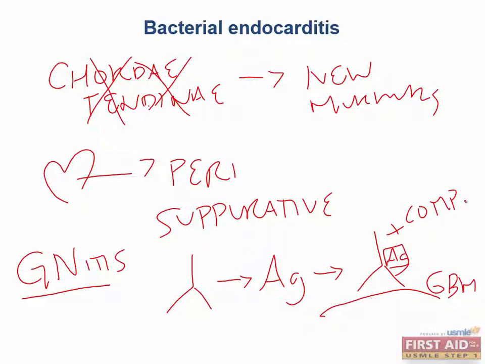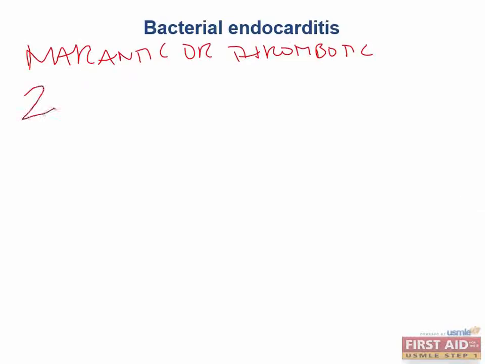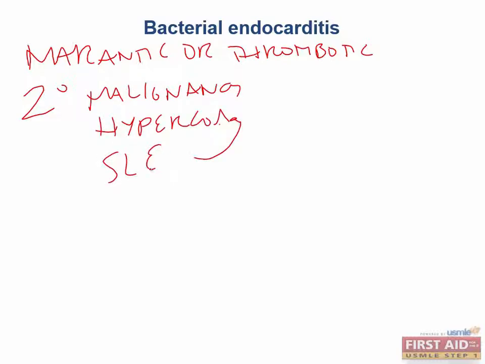Okay, now we move on to the stuff that doesn't have anything to do with bacterial infection. Non-bacterial endocarditis, sometimes called marantic or thrombotic, is secondary to a malignancy, a hypercoagulable state, or systemic lupus erythematosus. Now, malignancy and hypercoagulable state, or even lupus, should all be grouped together because all of these are a propensity to create clots. Now remember that tumors can produce anything, including clotting factors or tissue factor.